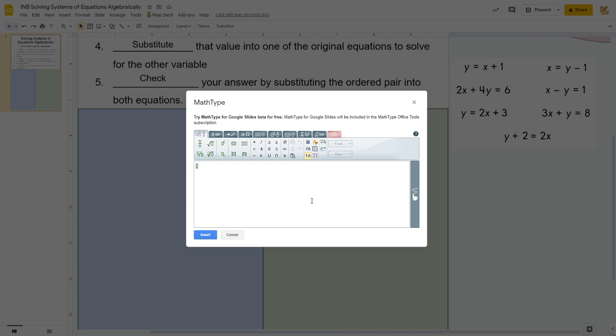If I were doing an easy one, my easy one would be y equals x plus 1 and x minus y equals 1. I'm sorry, it's tiny. I can't make it any bigger. So we're going to use these two.